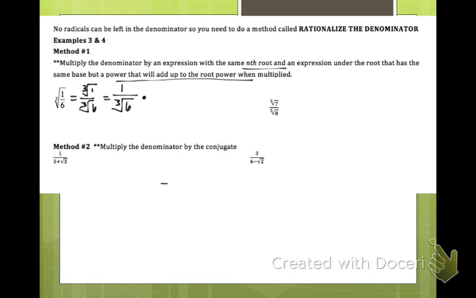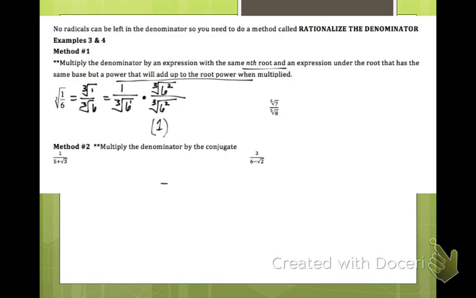So I'm going to multiply the denominator by an expression with the same nth root. So that's going to be third root. And an expression that has the same base, so that's 6, but a power that will add up to the root. So this is to the first power, so I want this to be the second power. And then we're going to multiply the same up here, so that this is the equivalent of 1.